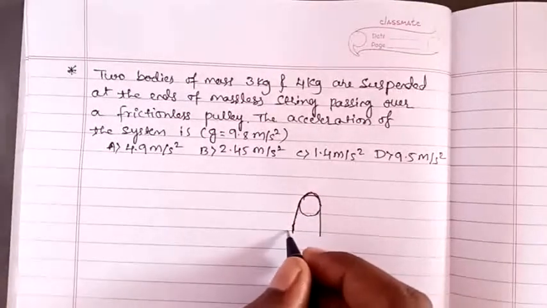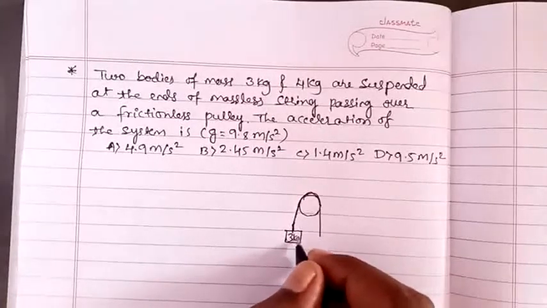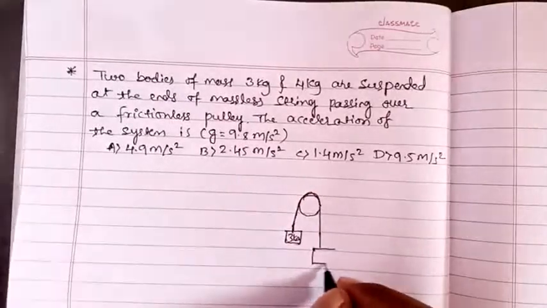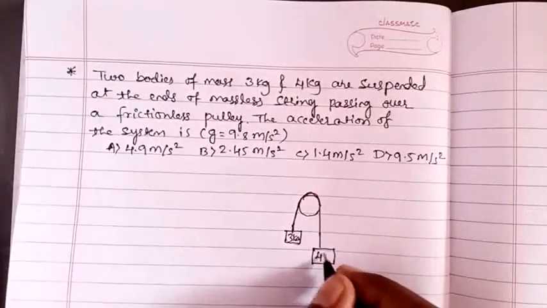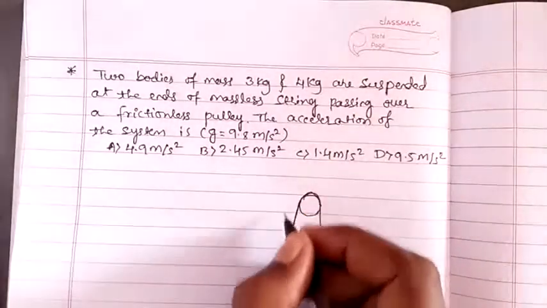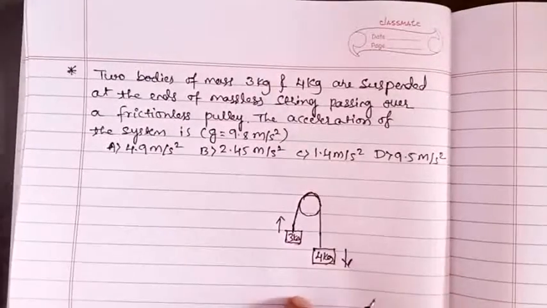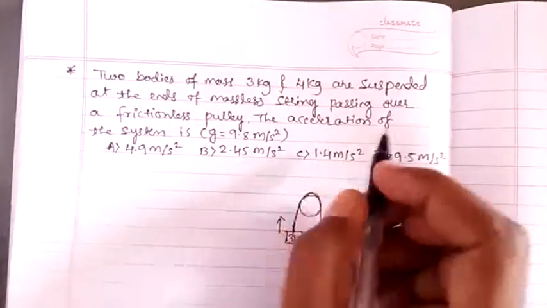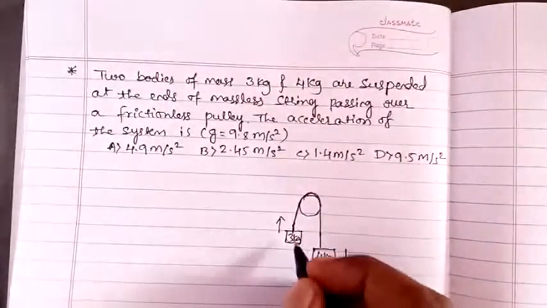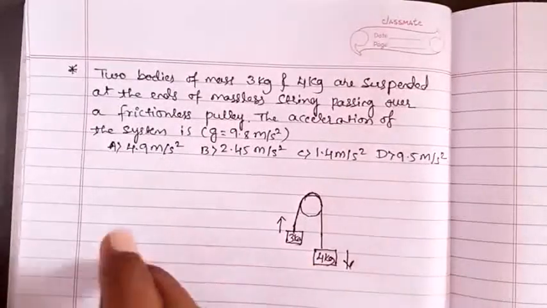Here I will take 3 kg, and this one I will take 4 kg. Here 4 kg is greater than 3 kg, which means this mass will move down and this mass will move up. Then what is our aim? We are going to find the acceleration of the whole system here. How to find the acceleration of the system?